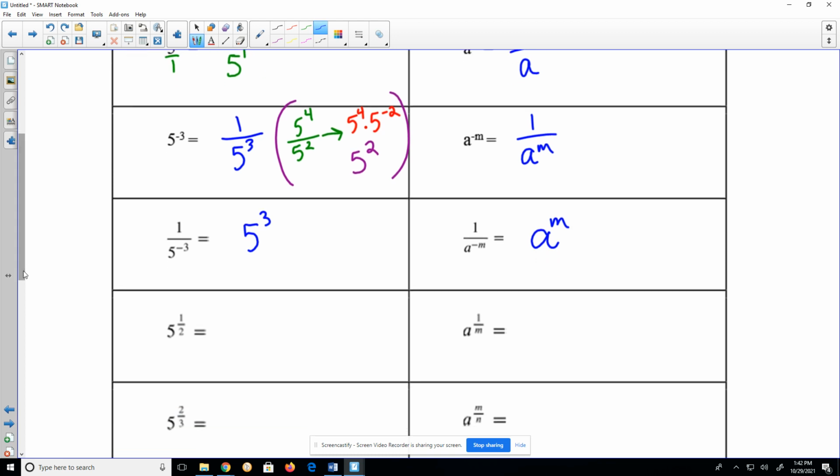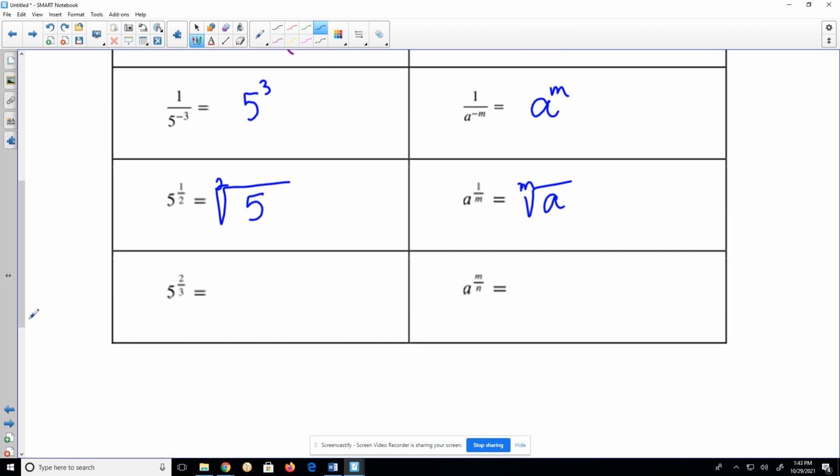5 to the 1/2, that's our root function. So it's basically the square root of 5. You don't really have to write the 2 because that square is implied, but a to the 1 over m is the mth root of a. So that could be a 5, 1 over 5 would be the 5th root of a. 1 over 7 would be the 7th root of a.